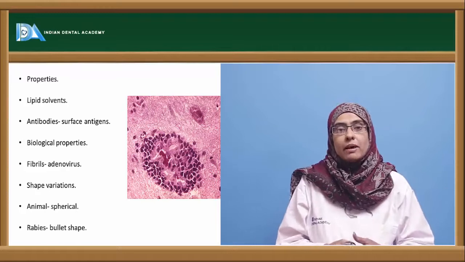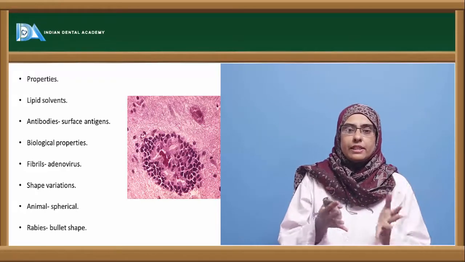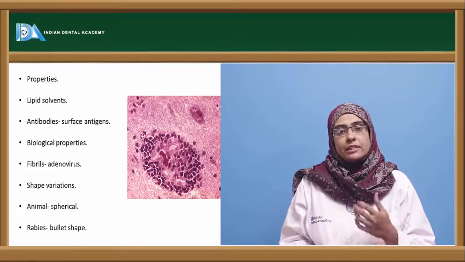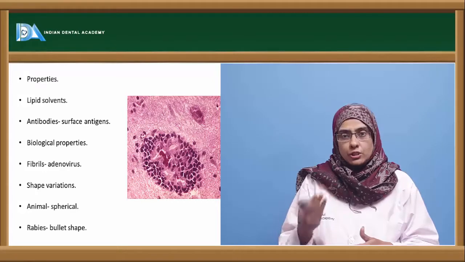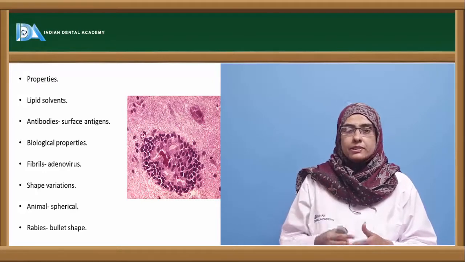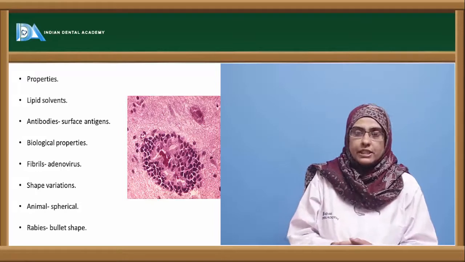In contrast to the bacterial viruses, which have both types of symmetry, you can see icosahedral symmetry and helical symmetry. There is a wide variation in shape when it comes to animal viruses. Most of these animal viruses are spherical in nature. Sometimes they can be irregular, sometimes they can be pleomorphic in nature.